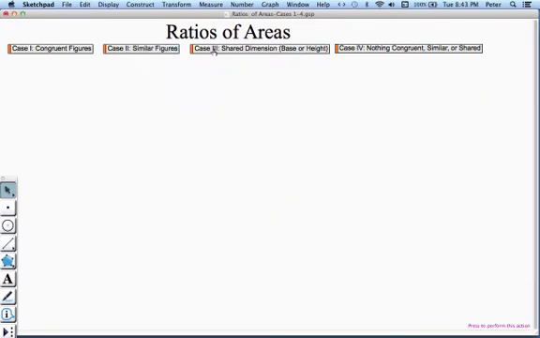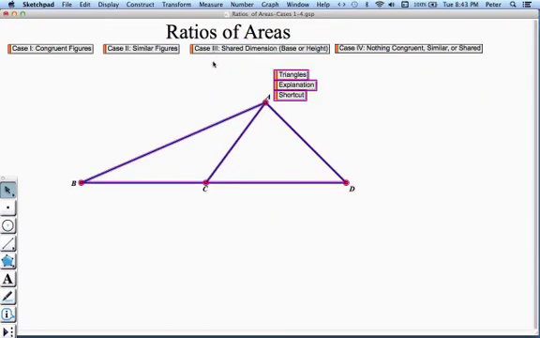Case 3 is if the two figures share a dimension. So, for example, imagine we had a figure like the big triangle ABD, and a segment is drawn from A to the base BD, dividing the larger triangle in half.